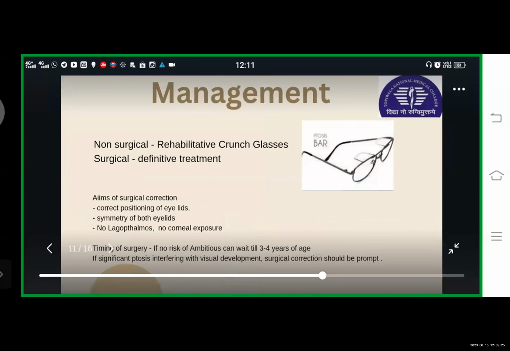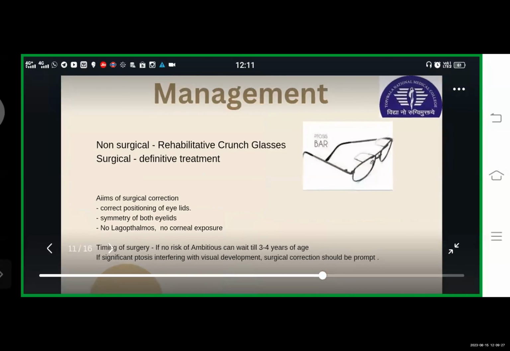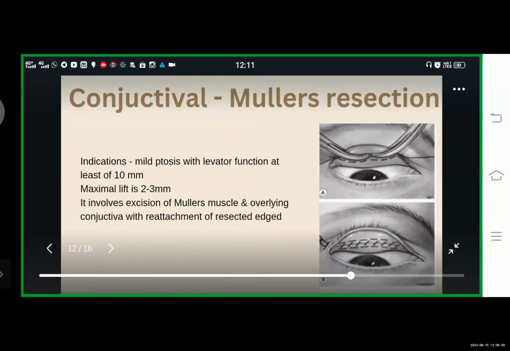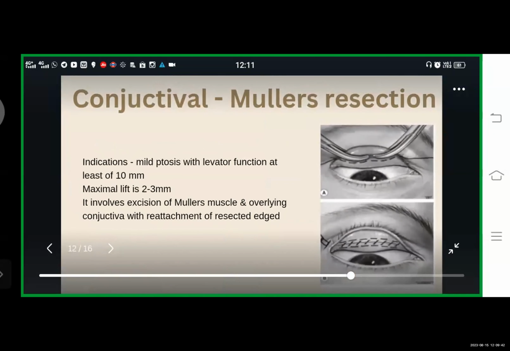For the management, for non-surgical, we can give rehabilitative classes. The aims of the surgery should be correct positioning of the eyelid and symmetry of both eyelids. There should be no lagophthalmos and no corneal exposure. The options for the surgery are conjunctival Muller resection, which is indicated in mild ptosis. It involves the excision of Muller's muscle and the overlying conjunctiva.